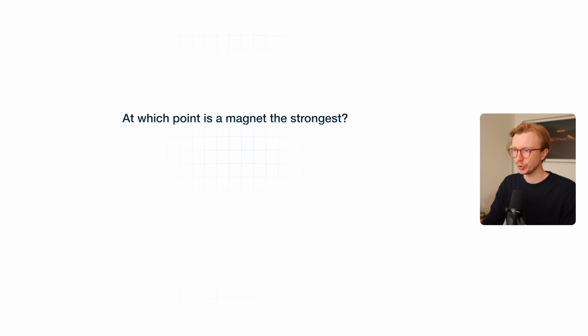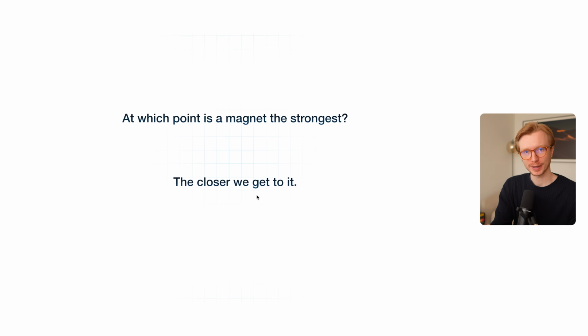So my question to you is, and this is literally my question to you, at which point is a magnet the strongest? It's not a trick question, I promise you. It's quite straightforward, right? The closer we get to a magnet, the stronger it is. Let me give you this example. I have 2 magnets right here. Here I have a yellow one. This one represents price action, so the price itself. This blue one right here is liquidity, that intermediate high, intermediate low.